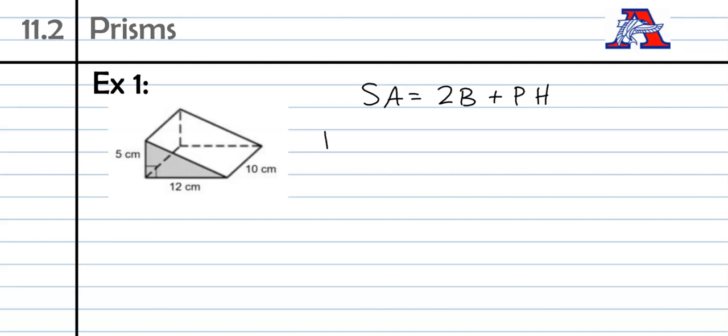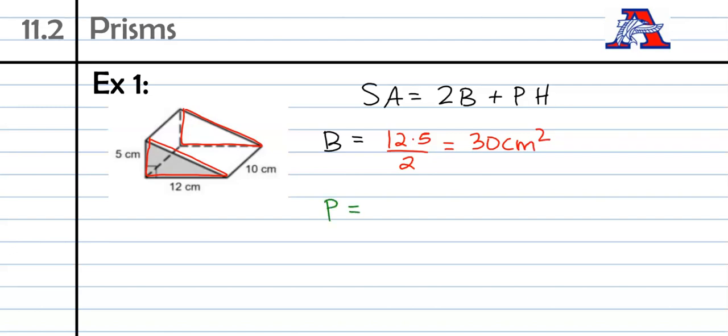Okay, so first thing is to find the area of the base. Our base is the triangle. We had a triangle in the front, triangle in the back. We want to find the area of it. It's a triangle, so that's where we do base times height divided by 2. 12 times 5 divided by 2, which is 30 centimeters squared.